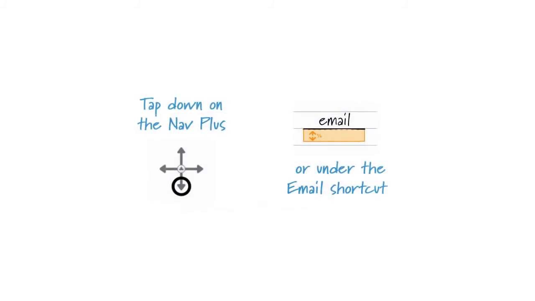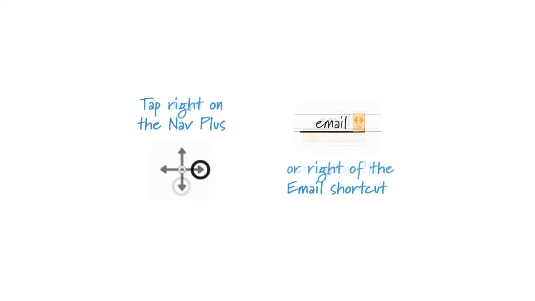When the smartpen display shows To, tap down on the Nav Plus or under the Email shortcut to scroll through a list of email addresses you set up while configuring the email connector. Tap right on the Nav Plus or to the right of the email shortcut to select the current recipient. Each selected email recipient has a check mark before the name. When you finish selecting email recipients, double tap on an unwritten area of a notebook page.